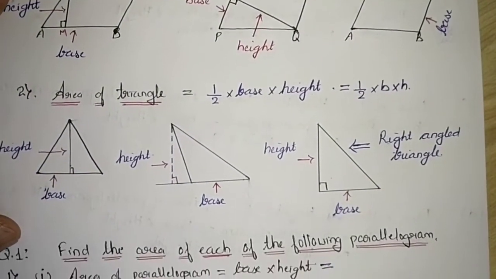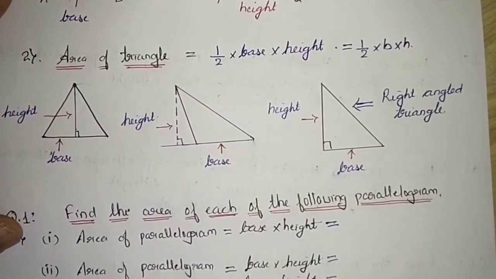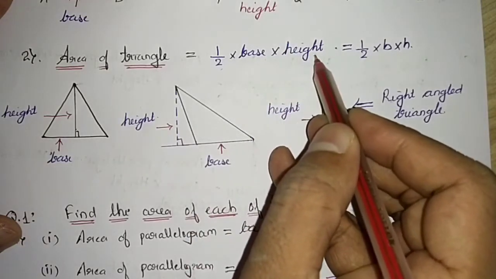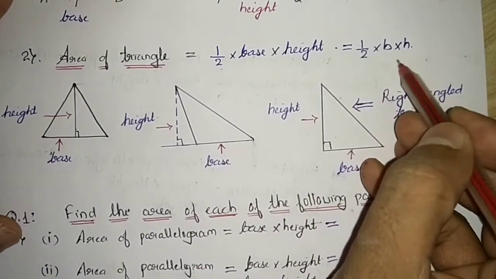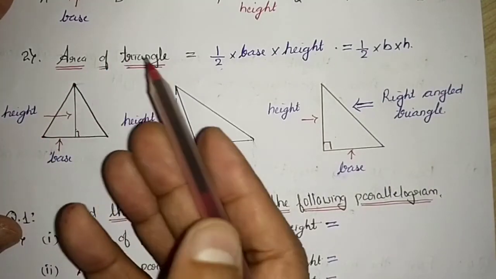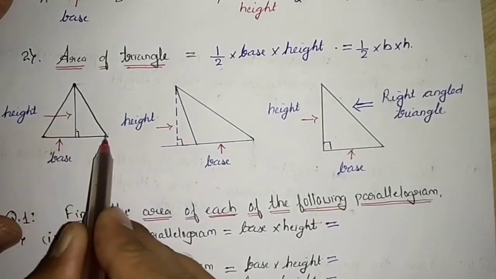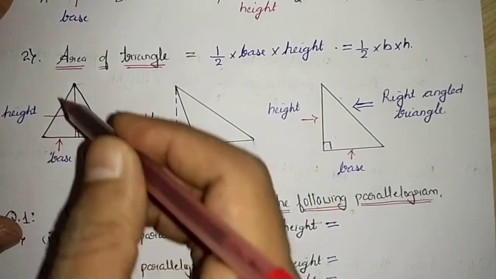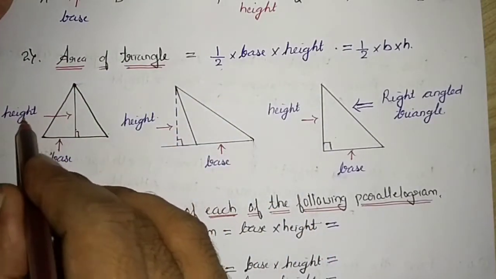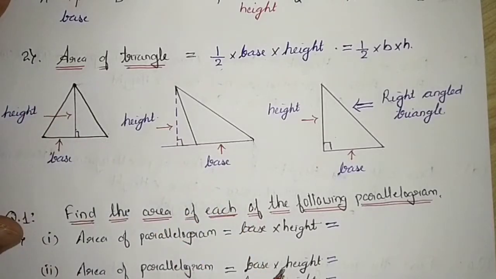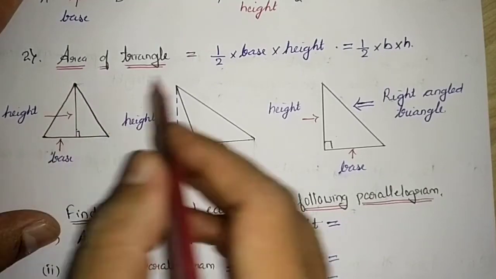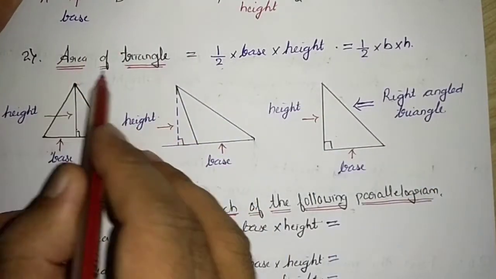Now moving to area of triangle. Area of triangle is equal to half into base into height, which we can say half into b into h. Again, any side can be base. If we choose this side as the base, then the perpendicular dropped from the opposite vertex to the base is our height, which is also known as altitude. So we will put the length of this base and height in this formula and we can easily find out area of triangle.